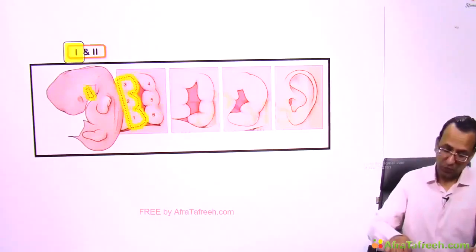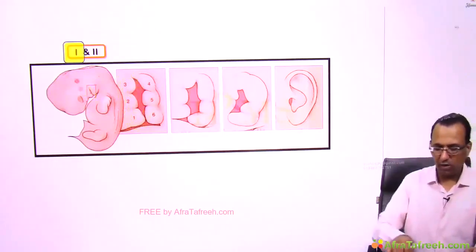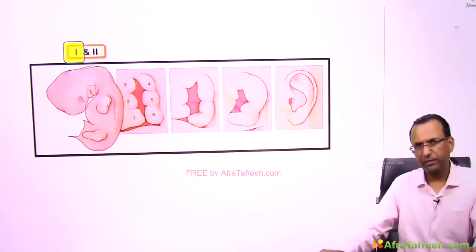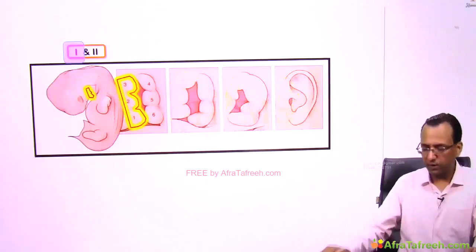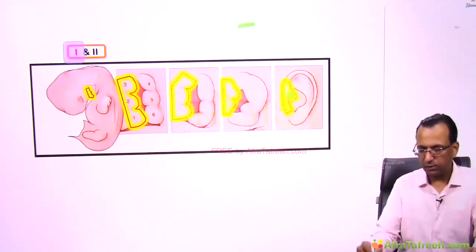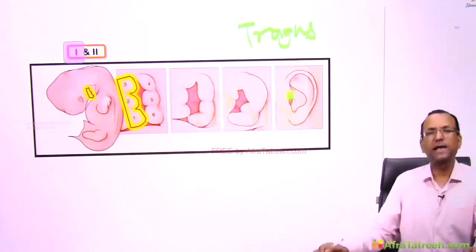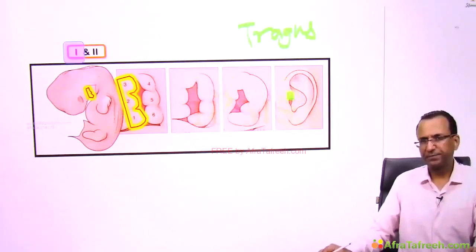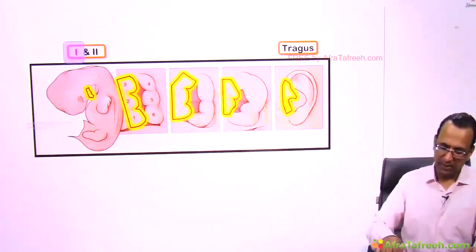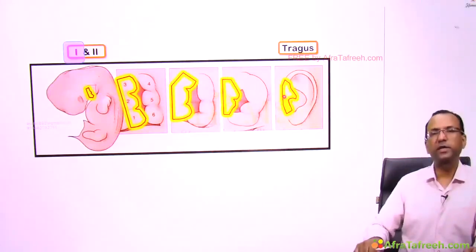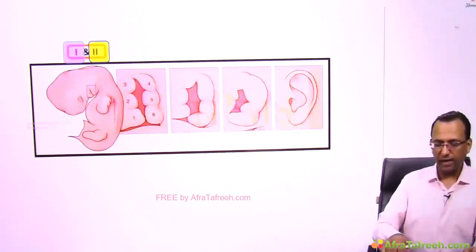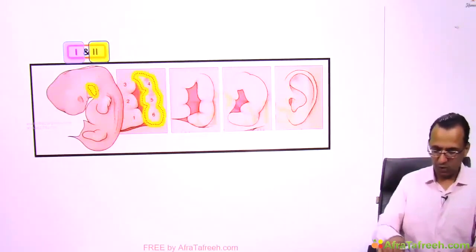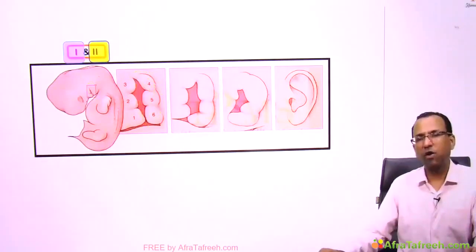The first arch gives the first 3 auricular hillocks and forms the anterior part of the auricle. Will it include the tragus? Yes, of course, because it is the anterior part, but the major contribution is by the second arch. So the tragus is from the first arch, but the major portion of the auricle is formed by the second arch's next 3 hillocks.